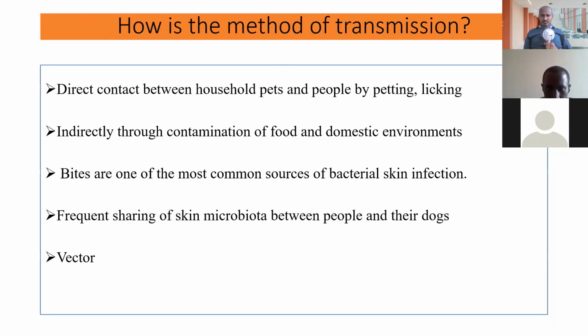So how is the method of transmission between animals and humans? A direct contact between the household pet and the people, maybe by petting, kissing or licking, or the transmission could be indirect through the contamination of food or from the environment. So transmission can be possible either directly or indirectly, but the most common one, especially for bacterial skin infections, is bites.